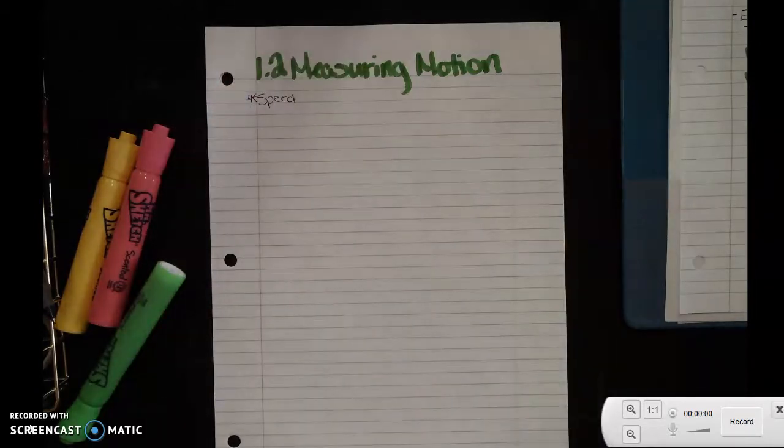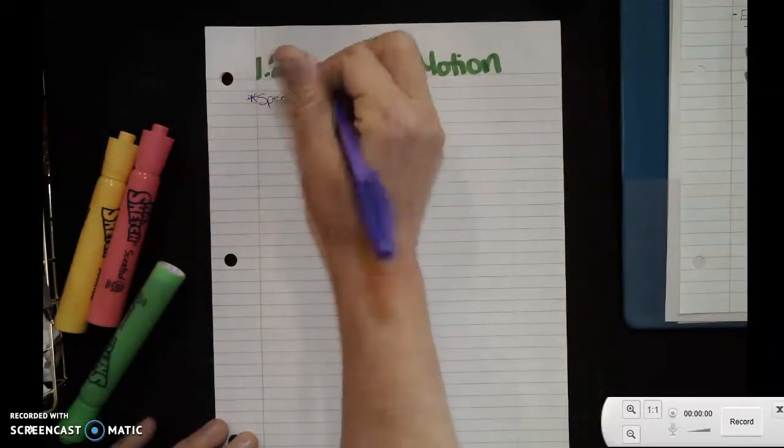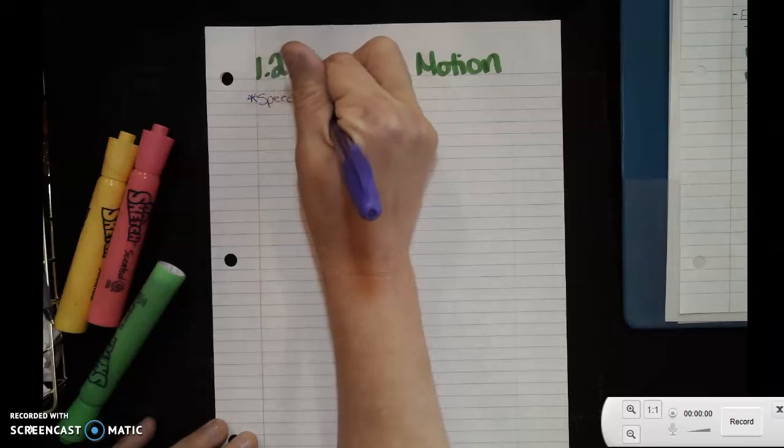So this is what we've started to talk about. This is what we've been starting to measure and to calculate. Speed makes up a big portion of physics. This is setting a groundwork and a framework that we'll build upon and use all year long. Speed is defined as the distance covered over time.